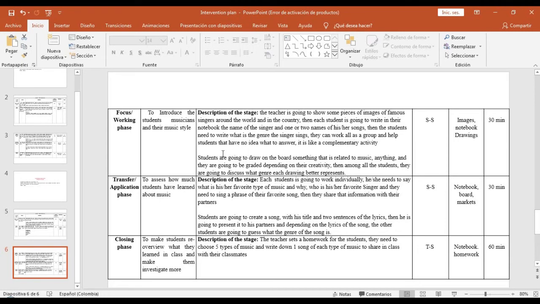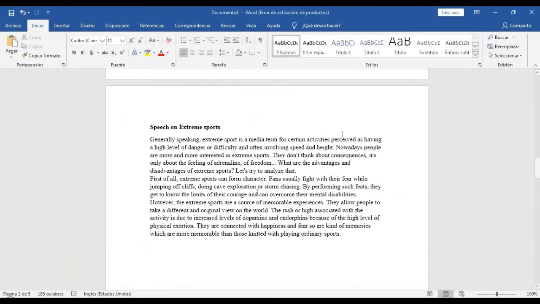They can work out as a group and help students that have no idea what to answer. It is like a complementary activity. And the other one is students are going to draw on the board something that is related to music, anything, and they are going to be graded depending on their creativity. Then, among all the students, they are going to discuss what genre each drawing better represents. This is a student-student interaction.